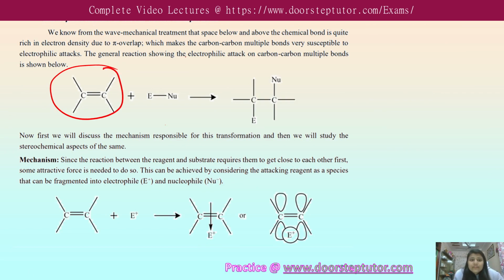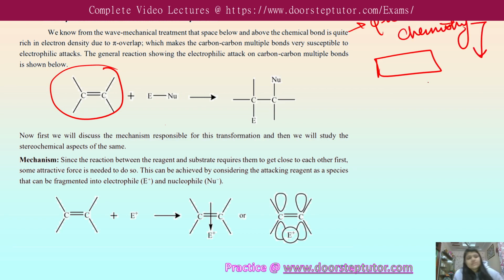As we all know, in the wave mechanical treatment, the space below and above the chemical bond is quite rich in electron density. According to quantum chemistry, if we consider pi bonds, there is a space above and below that particular bond in which the electron density is present due to the pi overlapping, which makes the carbon-carbon multiple bonds, because these bonds are only interactions.